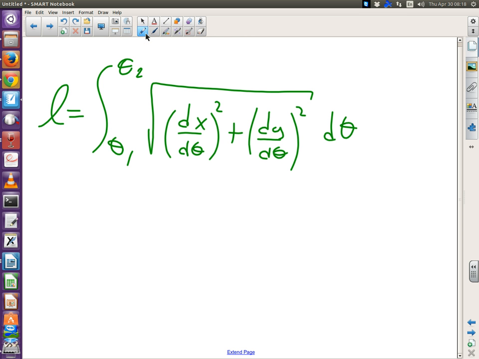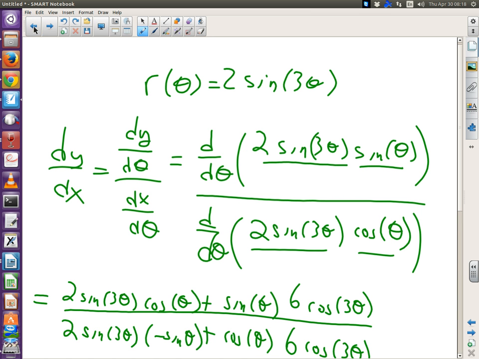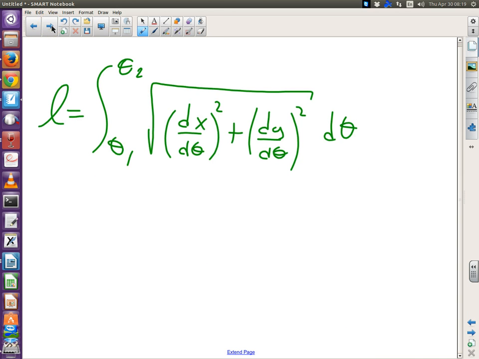There you go. But how to get dx d theta? Just like we did. You know how to get dx d theta? Like this. Okay, alrighty. So let's write in general what that is.